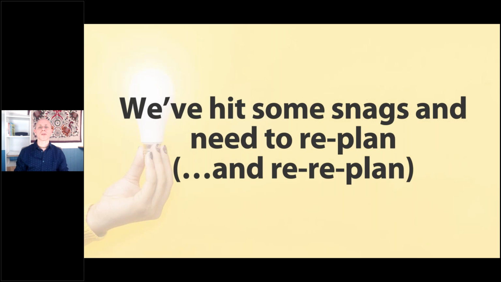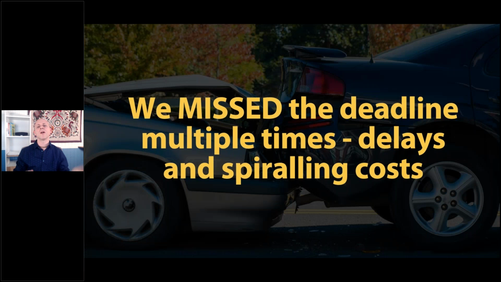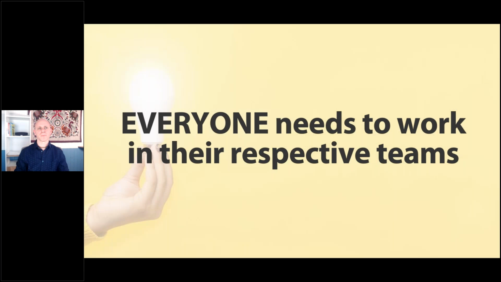Then we hit some snags as we're delivering, and we need to replan, and usually or sometimes replan as well as things happen. As a result, we miss the deadline multiple times, and we get delays and spiraling costs. So although we're saying we'll fix an end date and we'll have everything done by this date, the more complex the project is, the more likely that date is going to shift out.